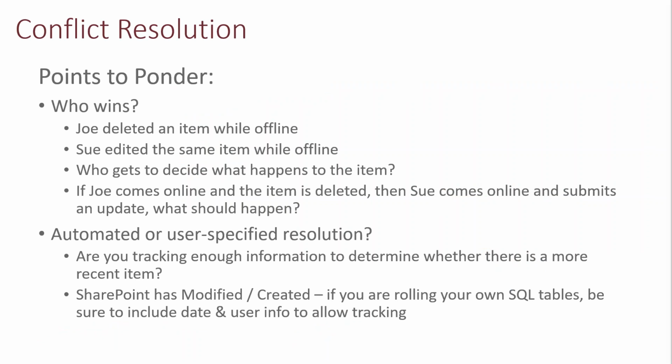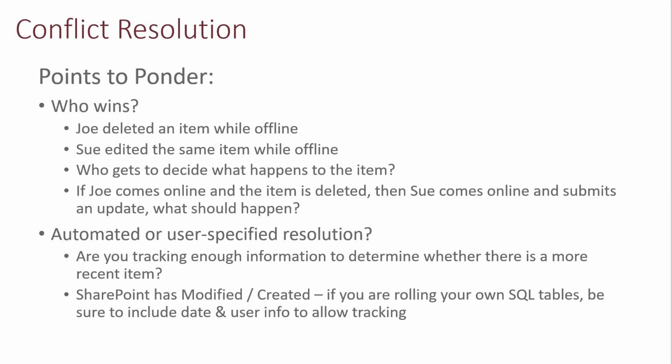Okay? So when you're thinking about conflict resolution, you have to think about who's going to win. Right? If Joe deletes an item and he's offline, and Sue edits the same item when she's offline, who decides what happens? If Joe comes online and the item is deleted, and then Sue comes online and submits an update, what should happen? Right? You're going to have a problem updating an item that doesn't exist, but whose change is more valid? How do you decide that? Can you automatically resolve these issues? Do you have to let the users resolve them? Are you tracking enough information to determine if there's a more recent change?